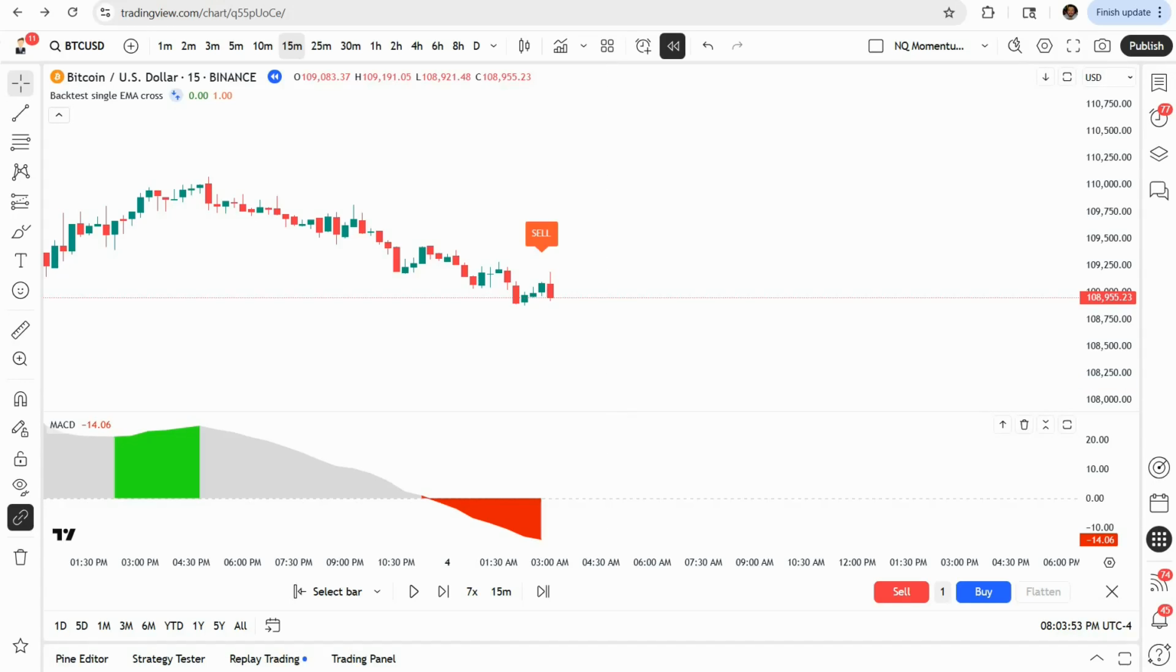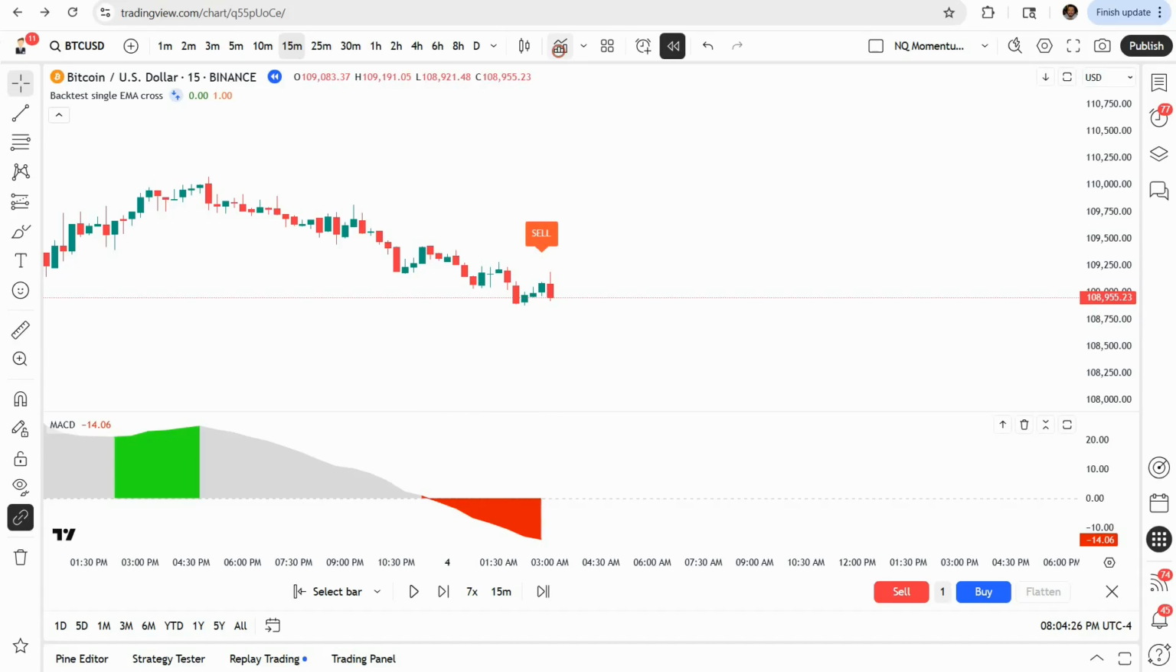Alright, as I said, today we will be testing an EMA cross strategy. The source video says, combine these two free indicators for insane profits. And so of course, we'll put this to the test and see what we can get out of it.